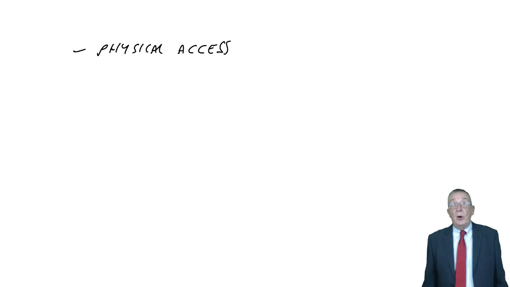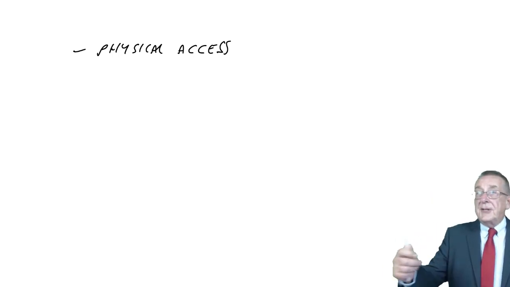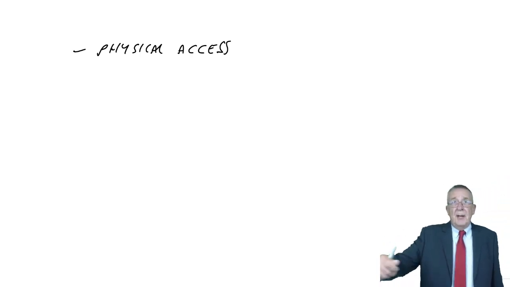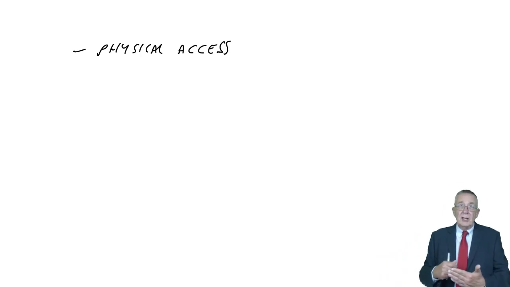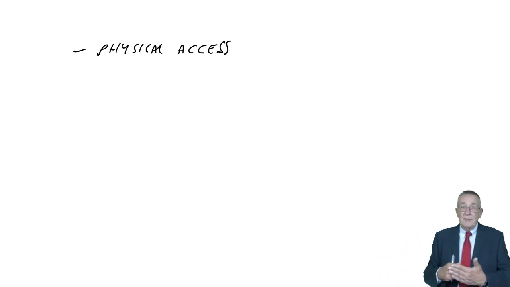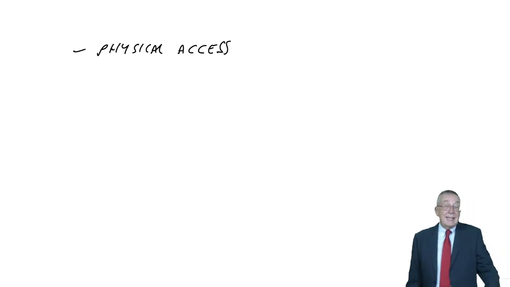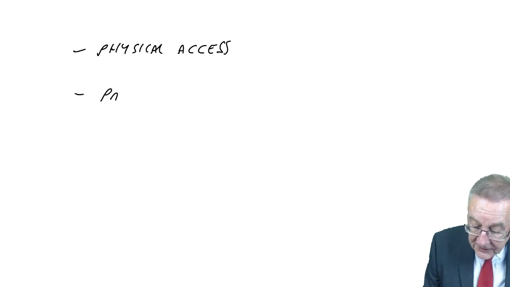Have guards on the door. Or have these chips that the only way you can get into the office is by holding a chip against the door which releases the lock. So, it's the most obvious thing of all, restrict access to the computers. The next one, of course, is passwords.